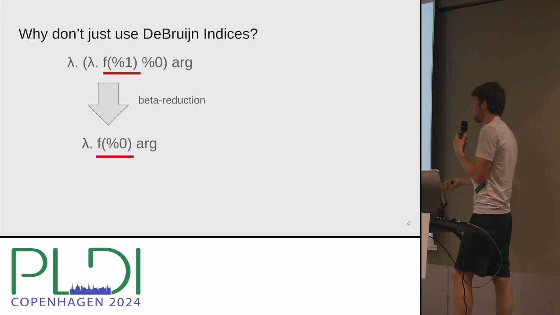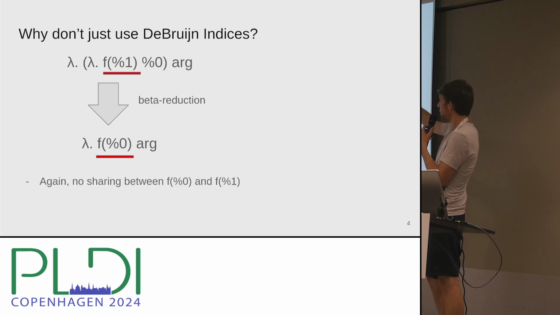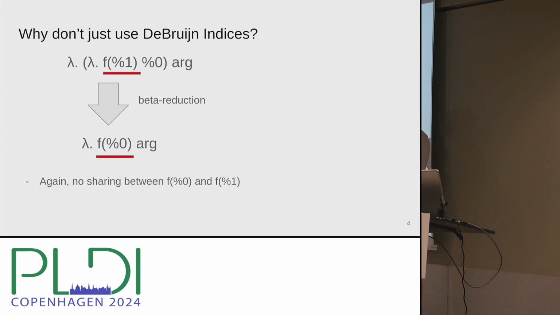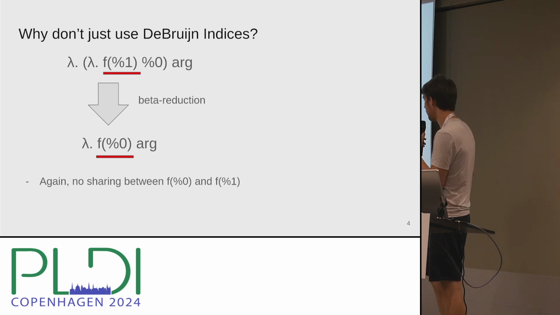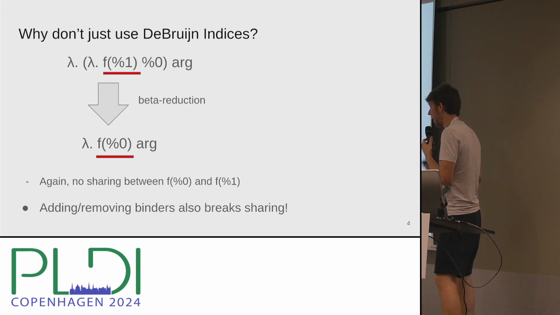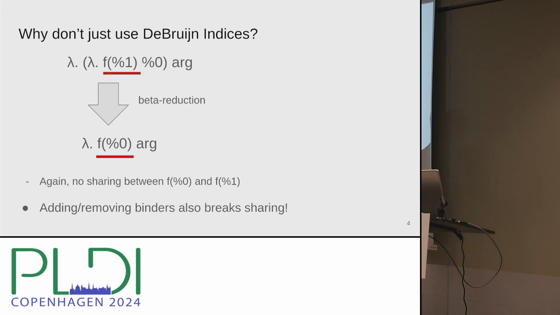And now this is the same problem as with renaming. Shifting these indices is kind of breaking sharing, right? There's no sharing between f of %1 and f of %0. They're just completely different things to an e-graph. So when this happens, you break sharing, and you again open the subuniverse, which is a problem. So in De Bruijn, adding or removing binders also breaks sharing. Kind of the same problem as before, just in a different scenario.